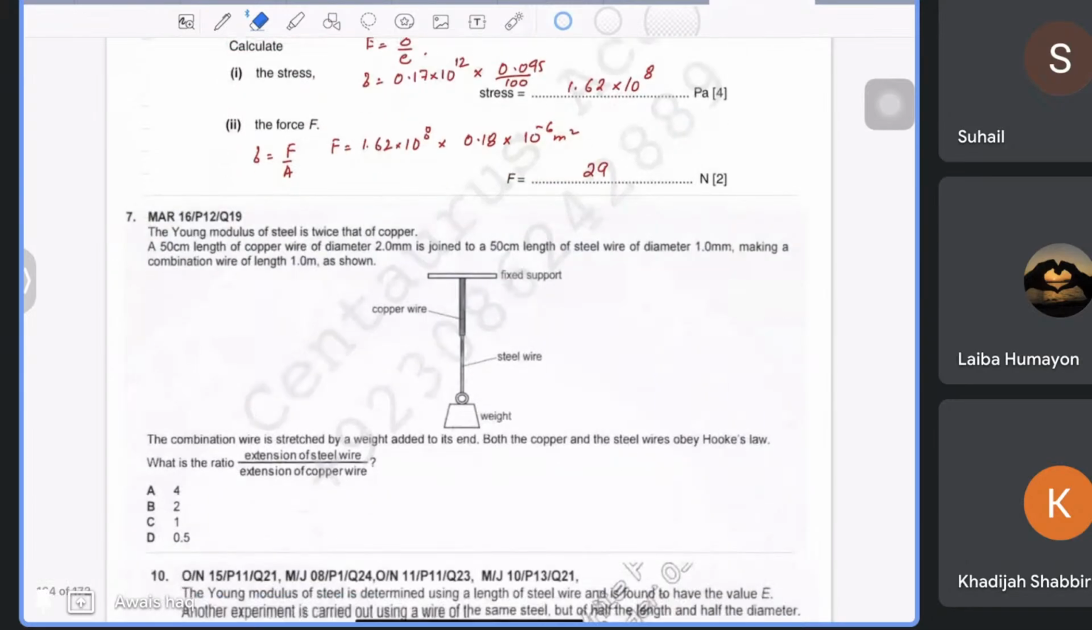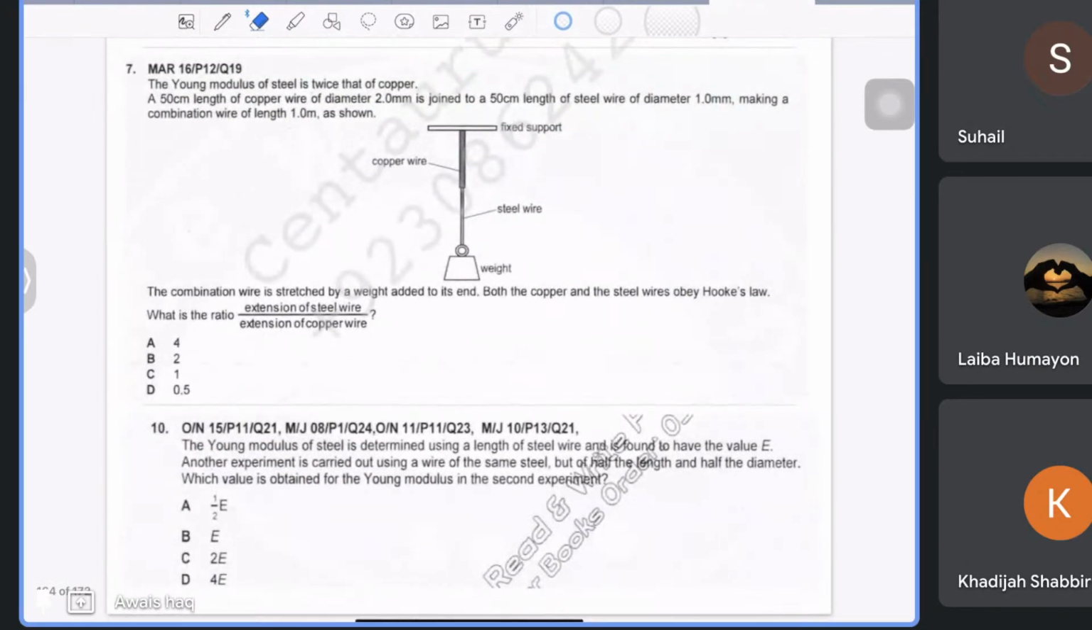Okay, so the rest of the questions are pretty simple. You can try this one with the table method as well. That's pretty easy. But this one I want you guys to do with me right now. It says the Young modulus of steel is determined using a length of steel wire and found to have a value of E. Another experiment is carried out using a wire of the same steel, but half the length and half the diameter. Which value is obtained for the Young modulus in the second experiment? Can you guys tell me this, please?